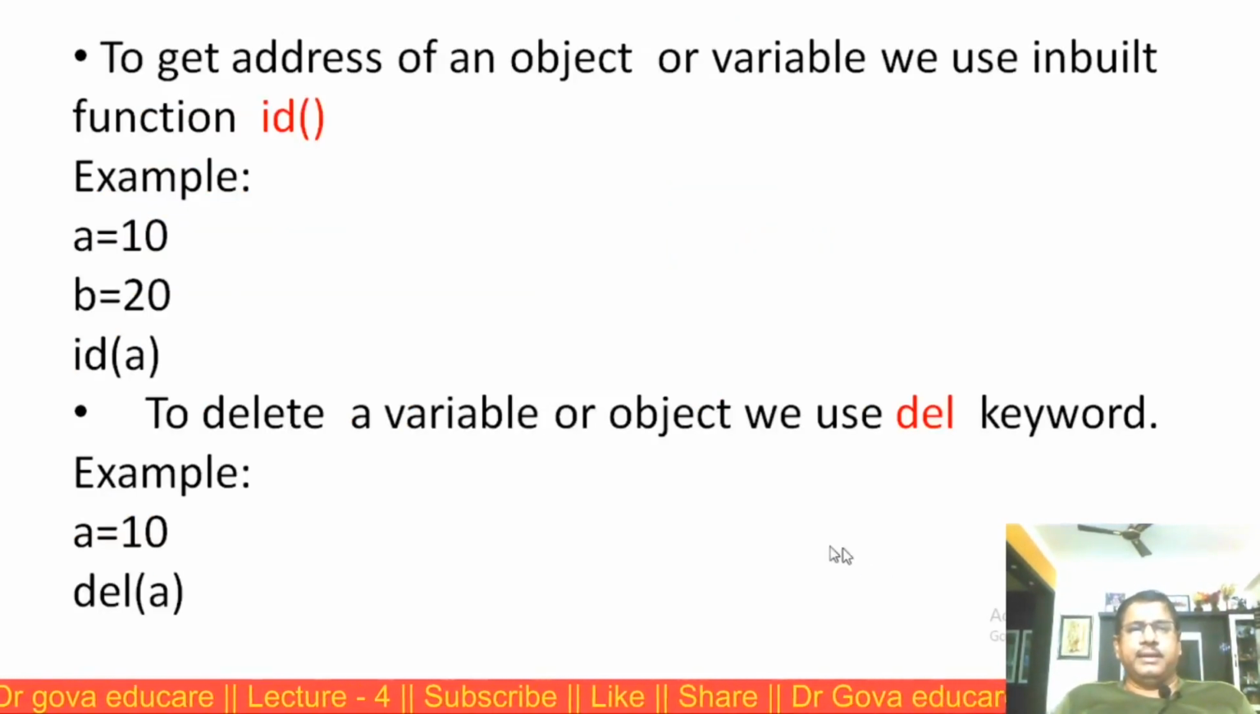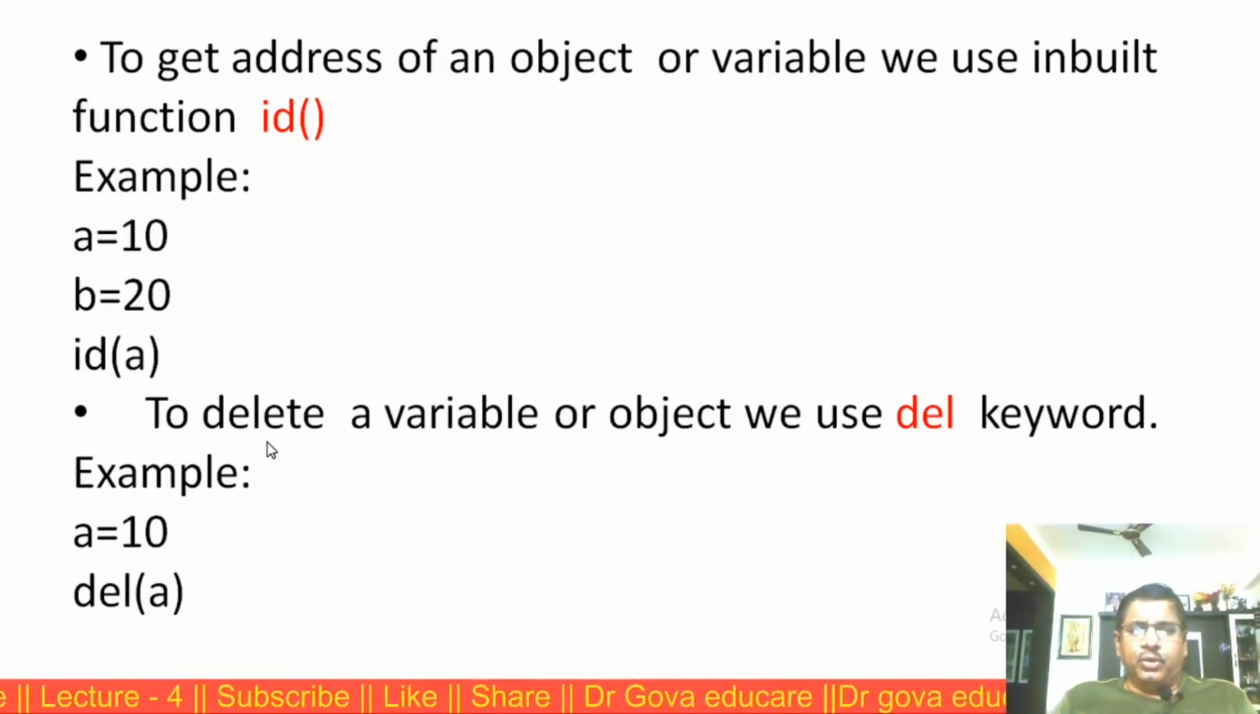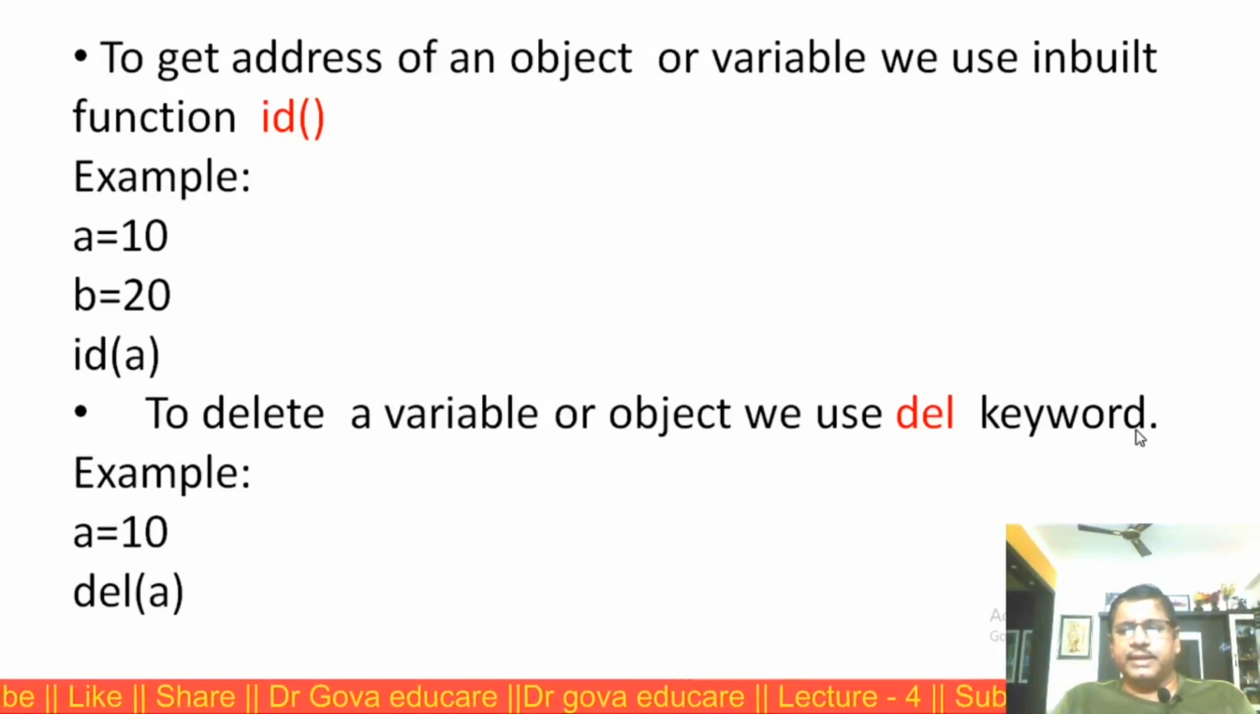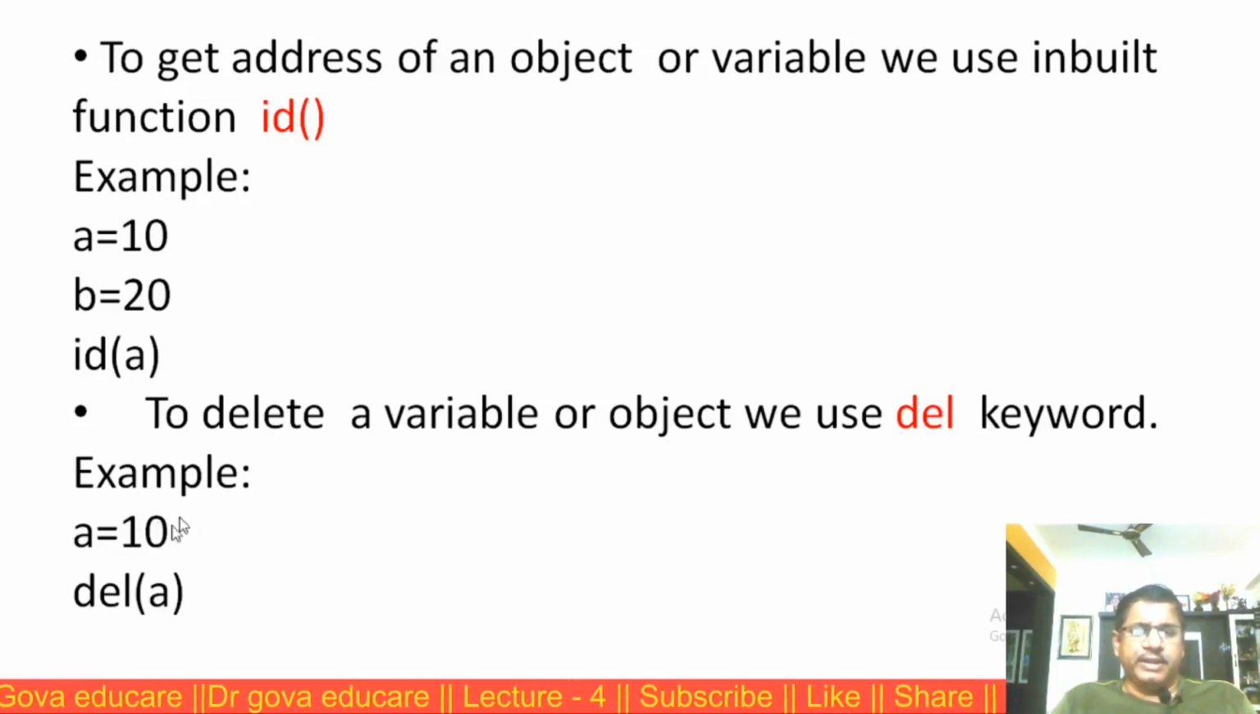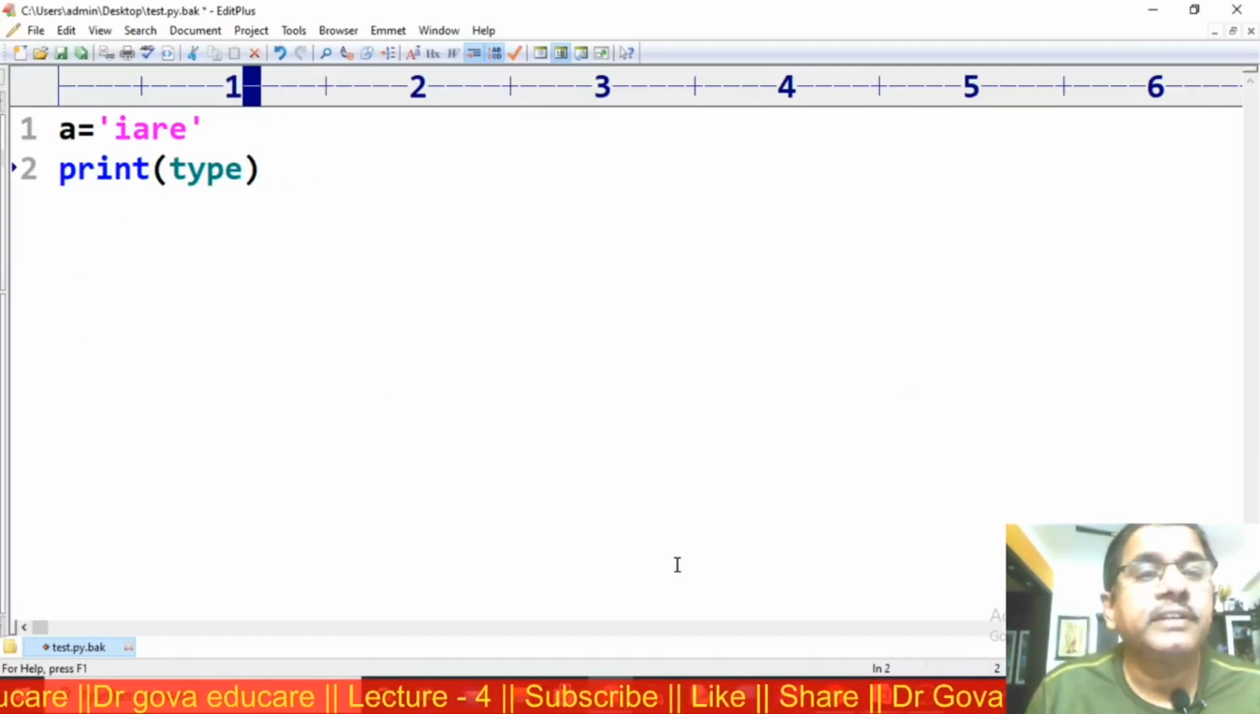To get the address of an object or a variable, we use the inbuilt function id. This is the example. A is equal to 10, B is equal to 20, id of A. Now we get the address of the object 10. To delete a variable or object, we use the del keyword. Say for example, A is equal to 10, object 10 will be created. del A, that is, the object will be deleted.